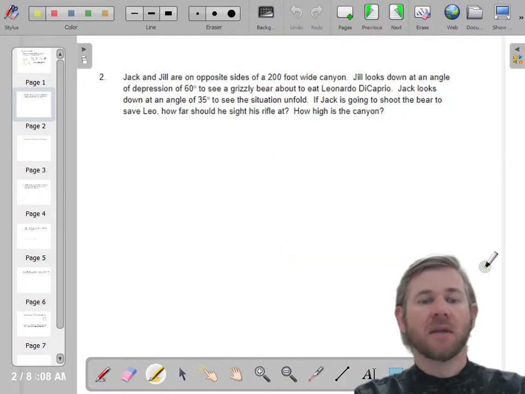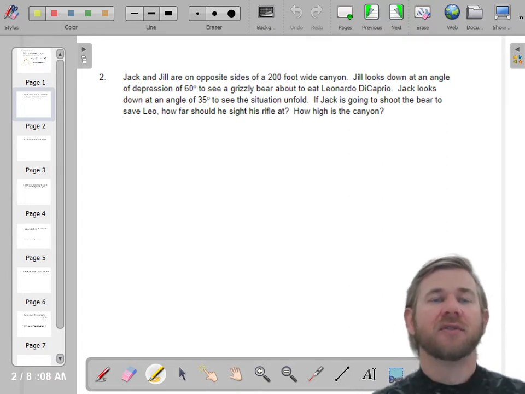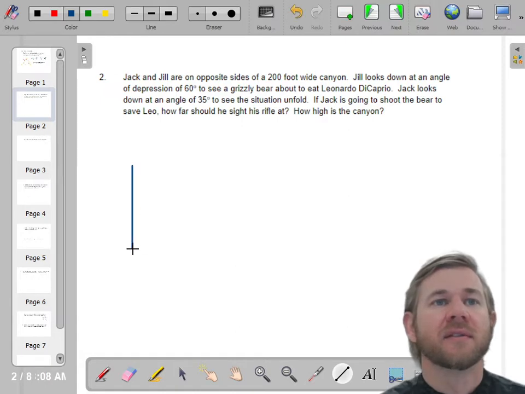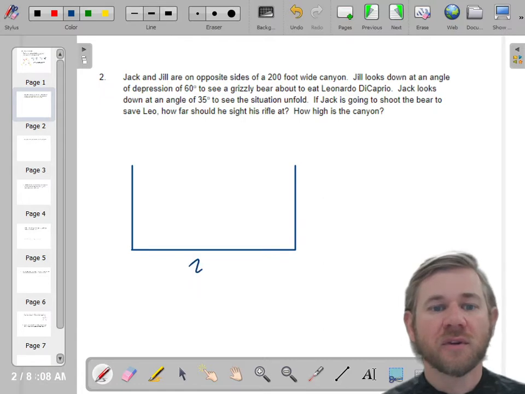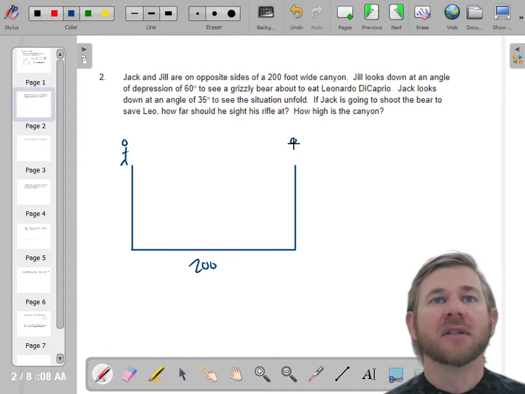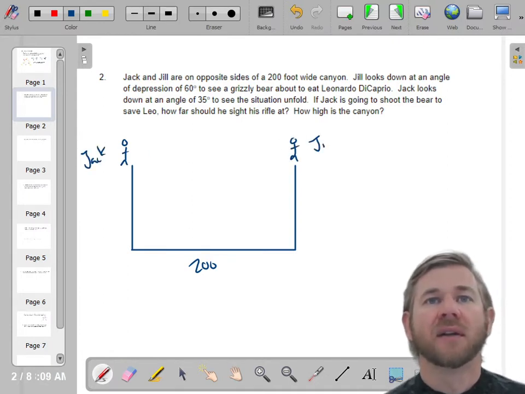Let's try another one. Jack and Jill are on opposite sides of a 200-foot wide canyon, and they're looking down. Okay, this is ridiculous. All right, here's my canyon. It's 200 feet wide. We'll say this is Jack, and this will be Jill. Jack and Jill. All right.